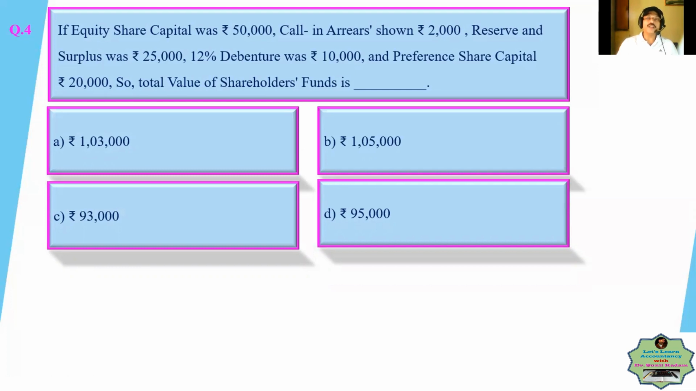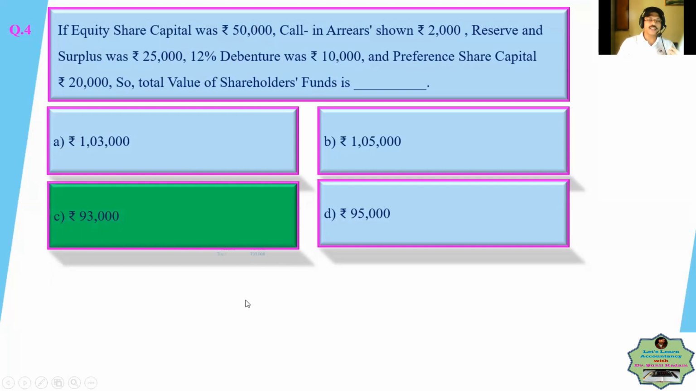All the knowledge which we have about the shareholders' fund. Shareholders' fund includes first the share capital, then reserves and surpluses. Share capital includes the equity shares as well as preference shares. If there are any calls in arrears, they have to be subtracted from it. And whatever items belong to reserves and surpluses have to be added. So let's work out. In this case, the correct answer is 93,000.